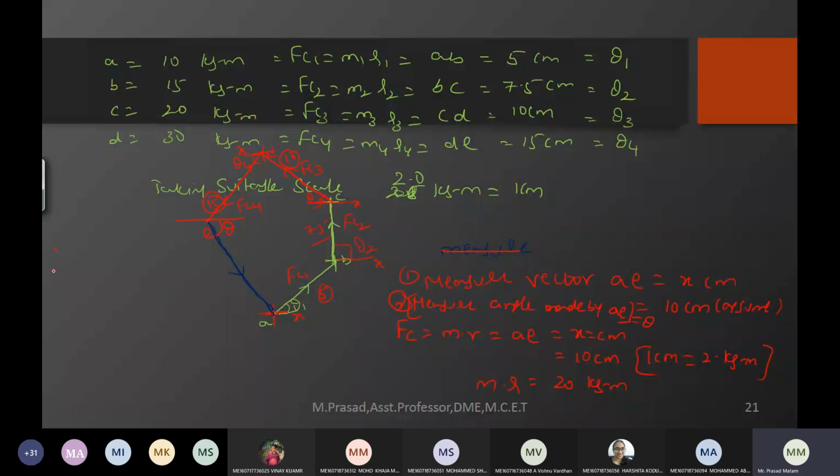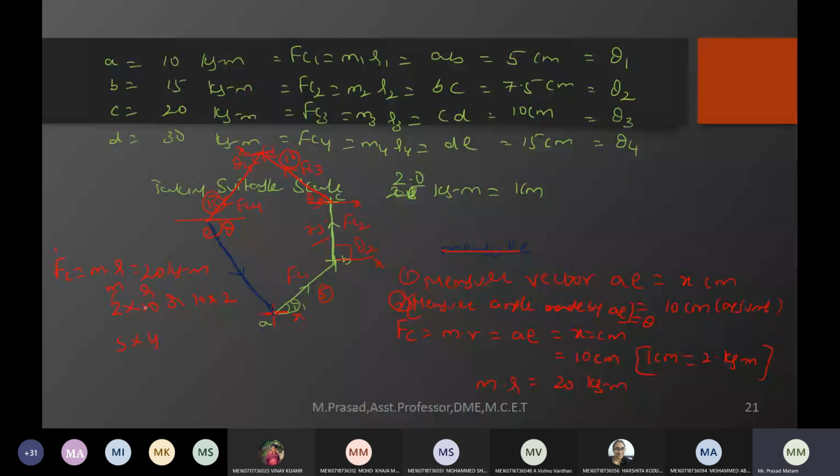Now let me see. Now I'm getting Fc equals m into r. How much am I getting? 20 kg meter. Now you can see how to write this m into r. I can write 2 into 10 or 5 into 4. Two possibilities are there. I may use 2 kg mass and 10 meter radius, or vice versa also I can do.